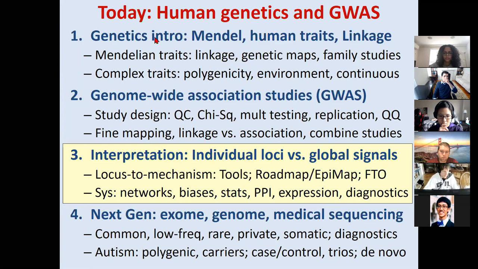So we basically talked about Mendelian approaches for linkage through these genetic maps in family studies. We talked about complex traits and their association using polygenicity, using environment, using these continuous traits. And we also looked at the basics of a genome-wide association study. So how to carry out QC, chi-square, multiple testing, replication. And we also looked at different methods for fine mapping and how linkage relates with association and how to combine multiple studies. So who feels that they've learned stuff today?